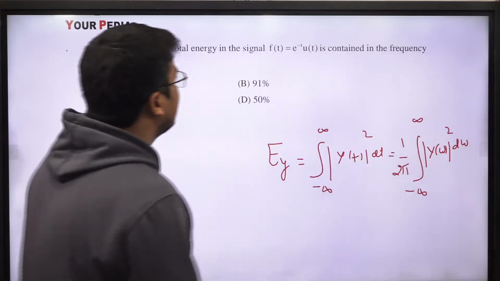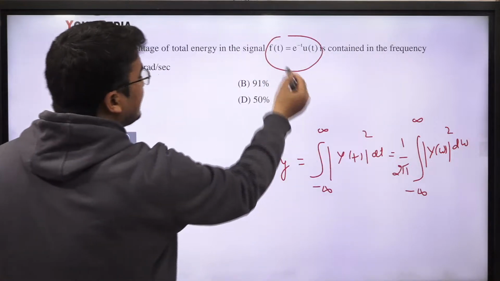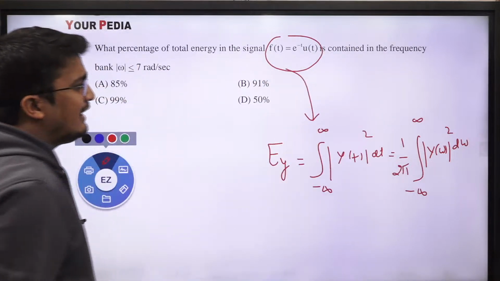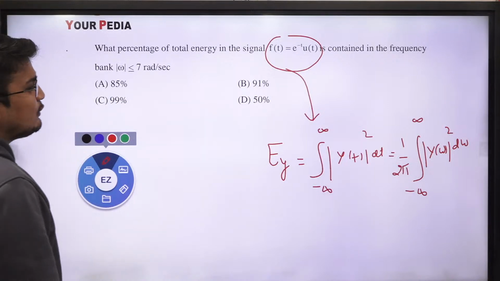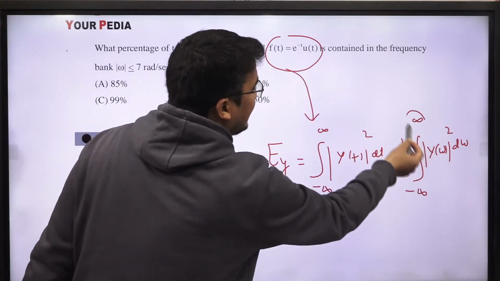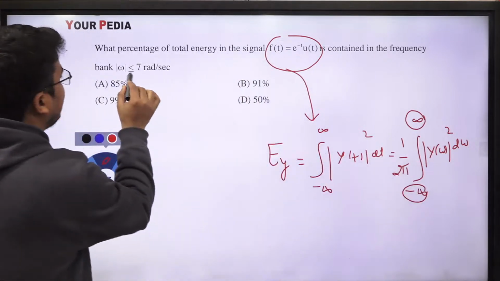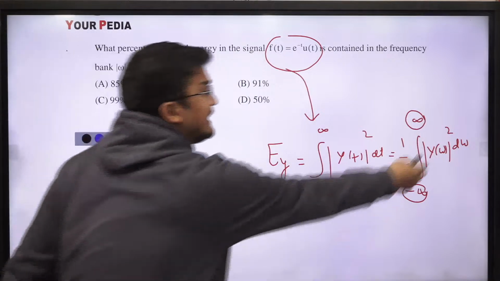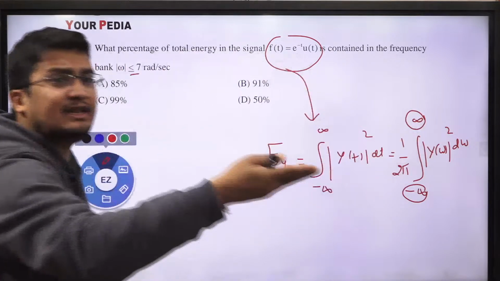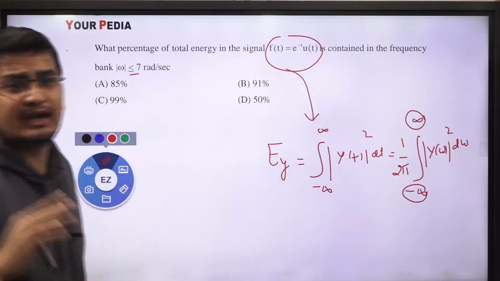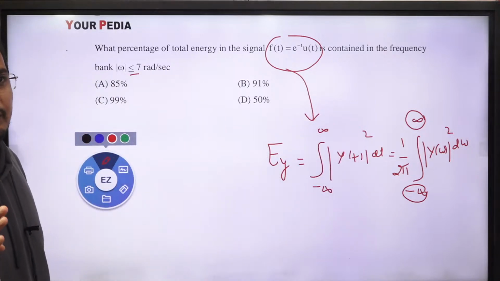Now you can see this is the signal in the time domain. You can calculate total energy from here, and then he's saying if we calculate the energy in the frequency domain by keeping this integration range from -7 to 7, whatever that energy is, what fraction is that of this total energy? Agreed or not? Fine. I hope the point is clear.